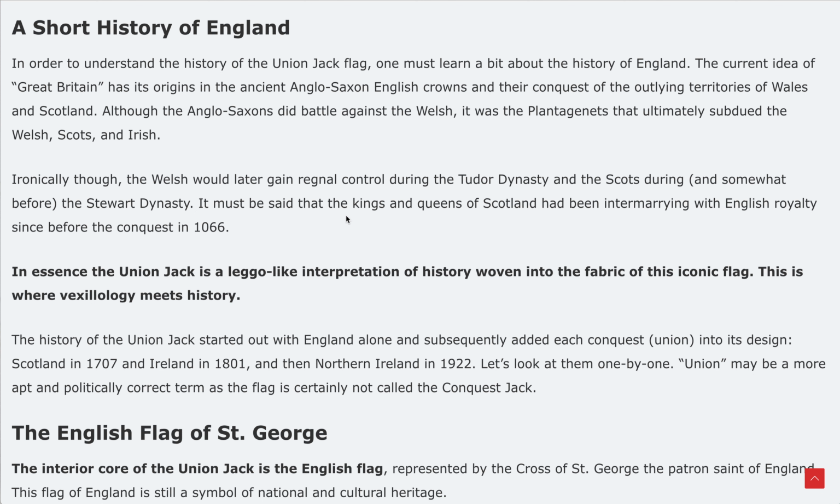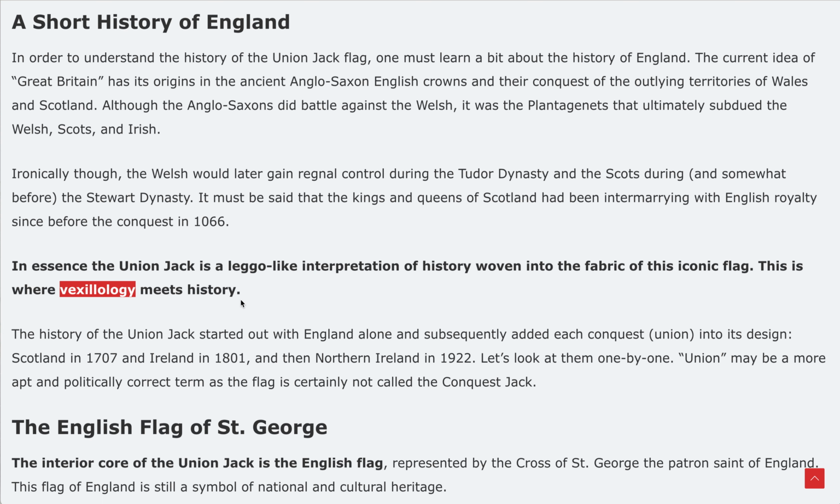And also, I'm kind of adding in that the kings and queens of Scotland had been intermarrying with the English royalty, Anglo-Saxon royalty, before the conquest in 1066. So ultimately, very much intertwined with what we consider early English dynastic genetics, genealogy, history. Okay, so in essence, the Union Jack is a Lego-like interpretation of history woven into the fabric of this iconic flag. And this is where vexillology, and if you highlight this word, it's the study of flags, meets history, okay? And fascinating stuff.